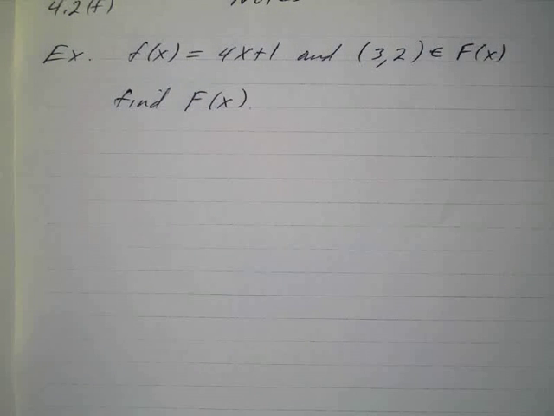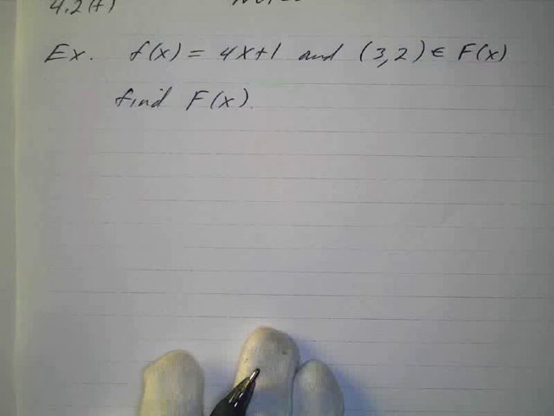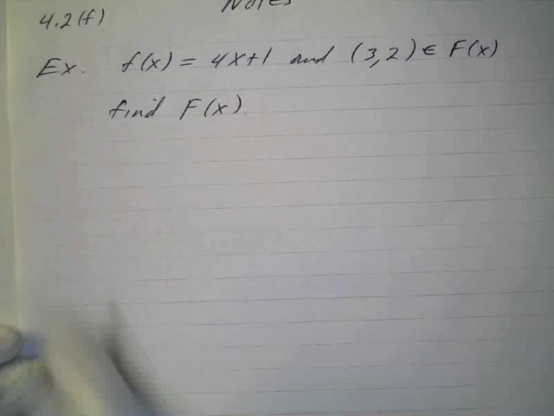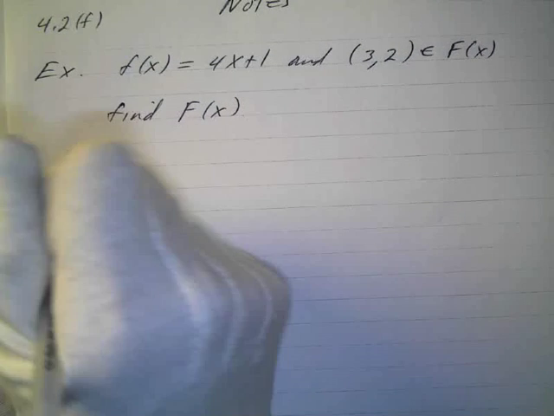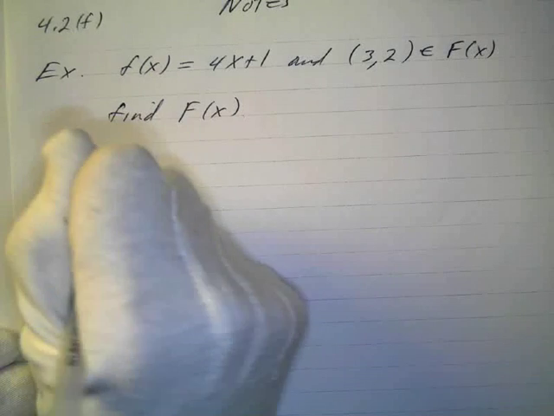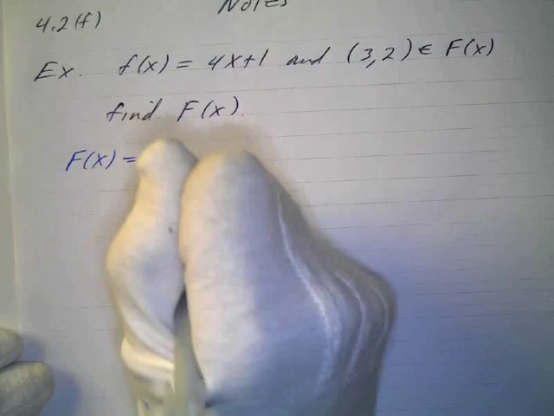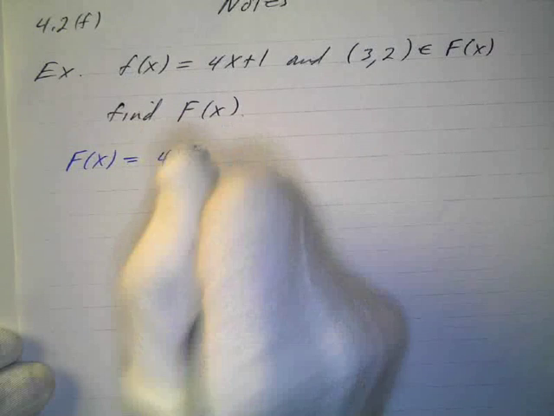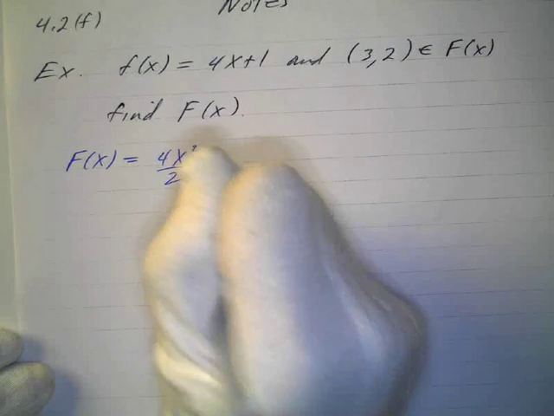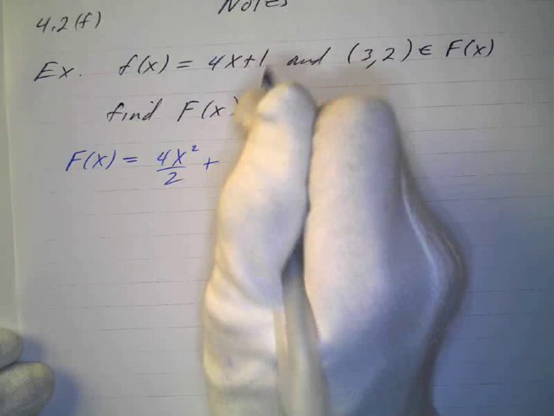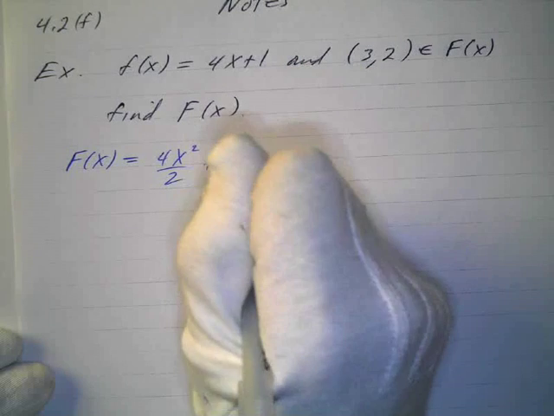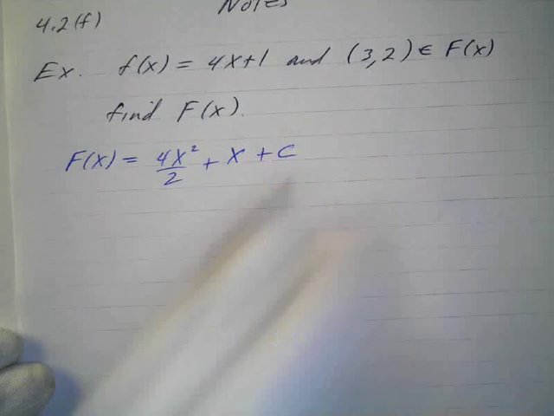Okay? So we know that my solution over here, we know that capital F of x would equal 4x, and then we're going to add 1, so 2 divided by 2, plus, that's x to the 0, so I add 1, that makes it x to the first, and then plus c. So we know that.